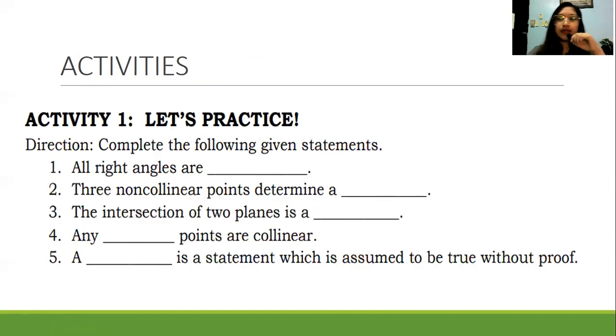So let's try this activity. Direction: complete the following given statements. Number 1, all right angles are equal or congruent. Next, number 2, three non-collinear points determine a plane. Number 3, the intersection of two planes is a line. Number 4, any two points are collinear. Number 5, a postulate is a statement which is assumed to be true without a proof.